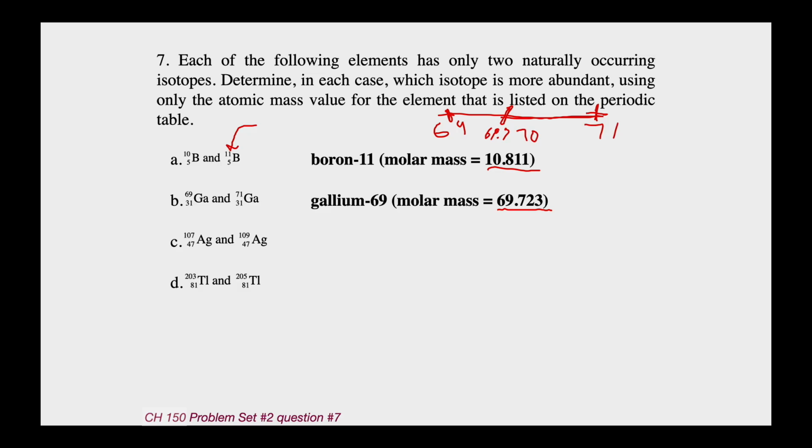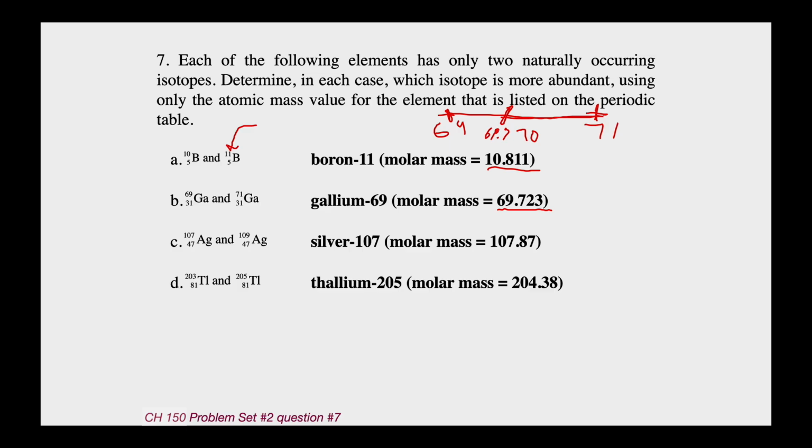Now, silver is the next one, 107.8. Again, if it was 50-50, 107 and 109, then that number on the periodic table would be 108, but it's 107.8. That's closer to 107 than 109. I would call silver 107 more abundant. And then finally for thallium, which is, by the way, a nasty poison, pretty crazy. Anyway, thallium, if you look on the periodic table, is 204.38. And 204.38 is closer to 205 than 203. I would predict thallium 205 is more abundant.